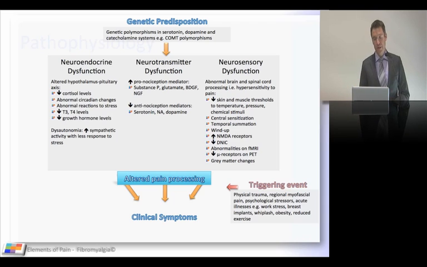So there may be a genetic predisposition, and there have been some studies showing genetic polymorphism, for example, looking at COMT polymorphisms, so catechol-O-methyltransferase polymorphisms.